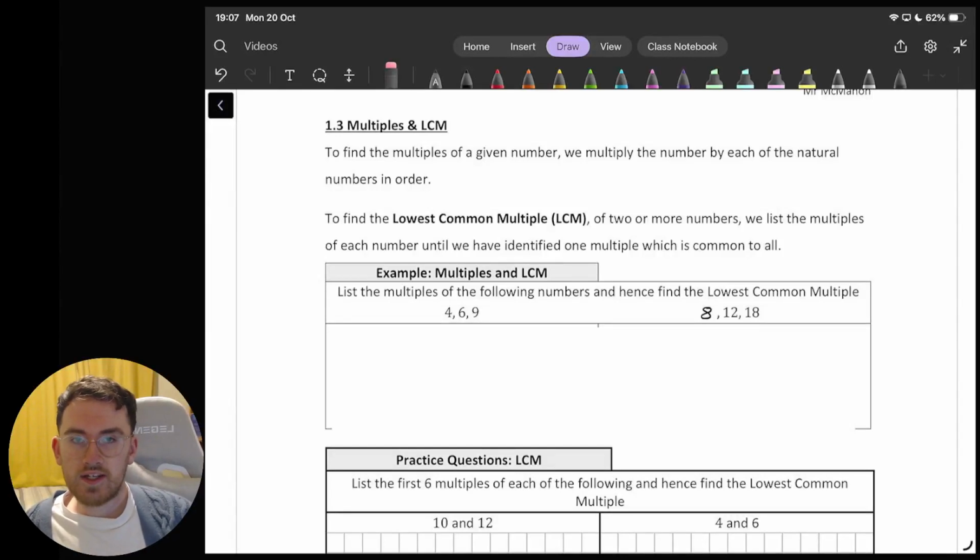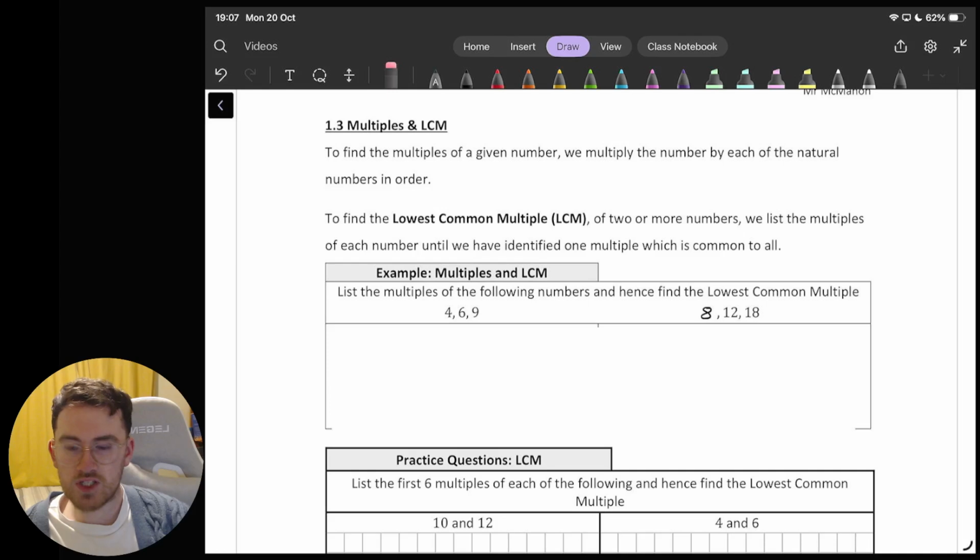Okay, so we're looking at number and integers, and we're looking, I suppose, at those properties of numbers and different properties or characteristics that numbers have, but also different calculations that we can do with these numbers. And one of the things that we can calculate is multiples of those numbers. So multiples of any number come from us multiplying that number by all of the natural numbers.